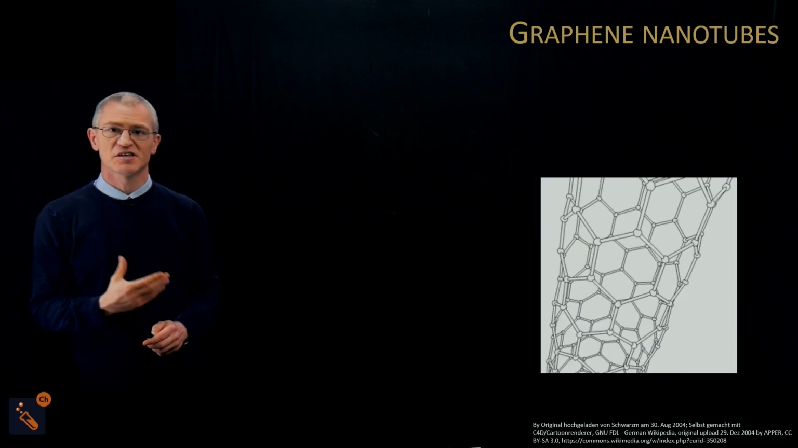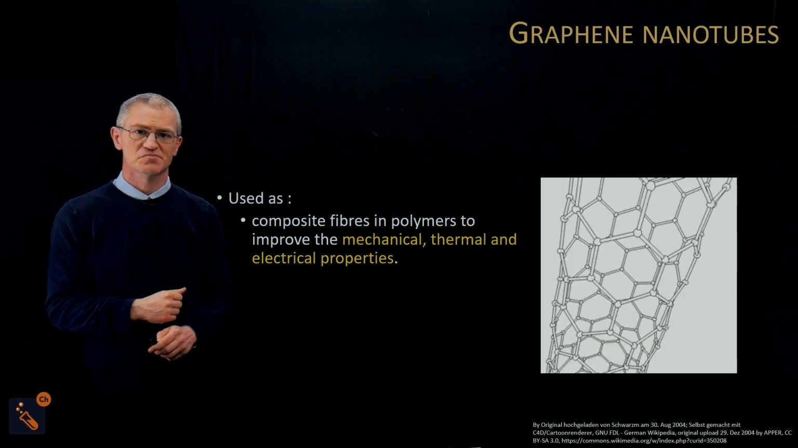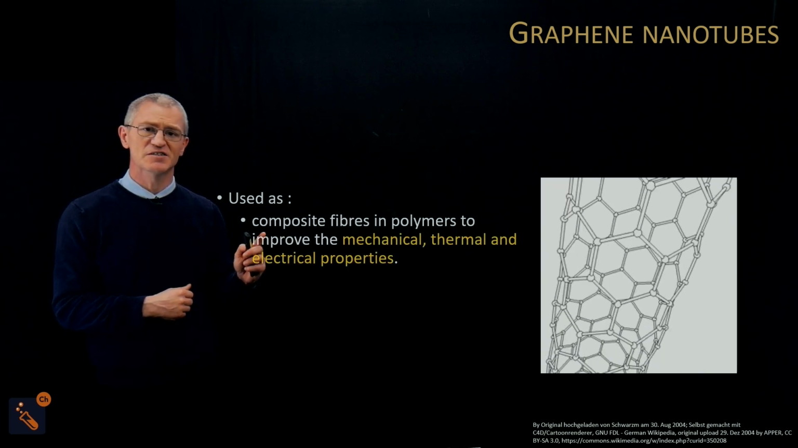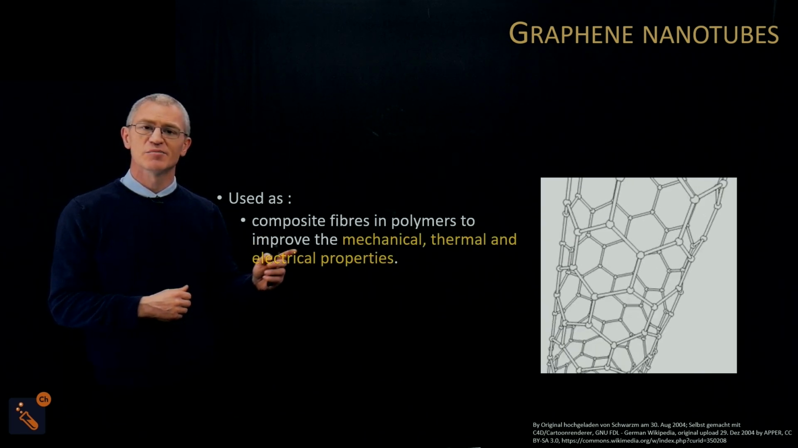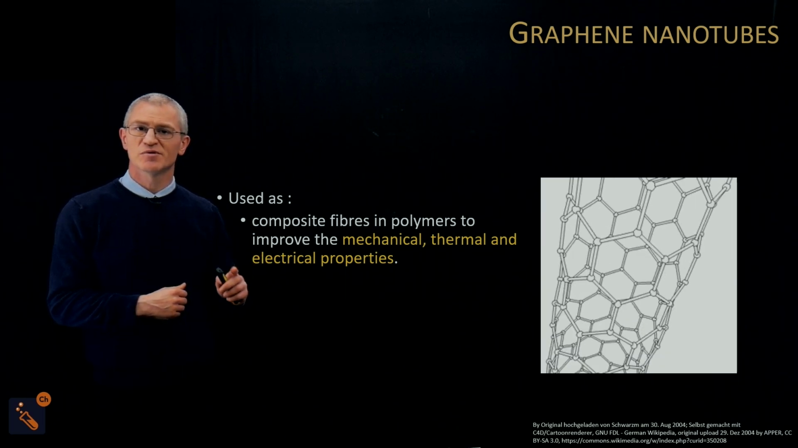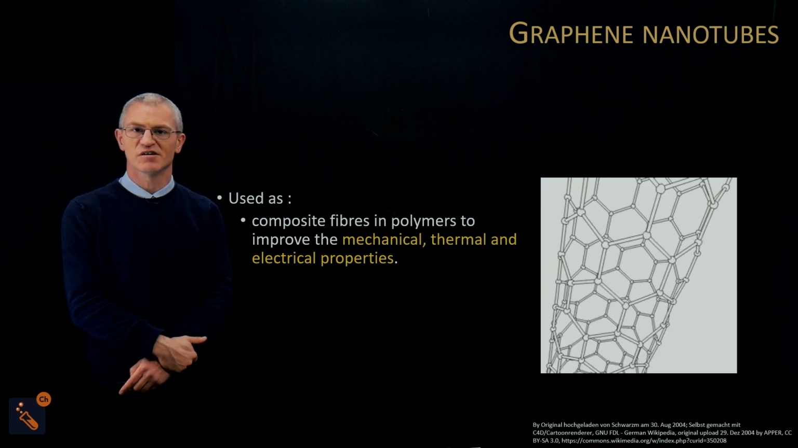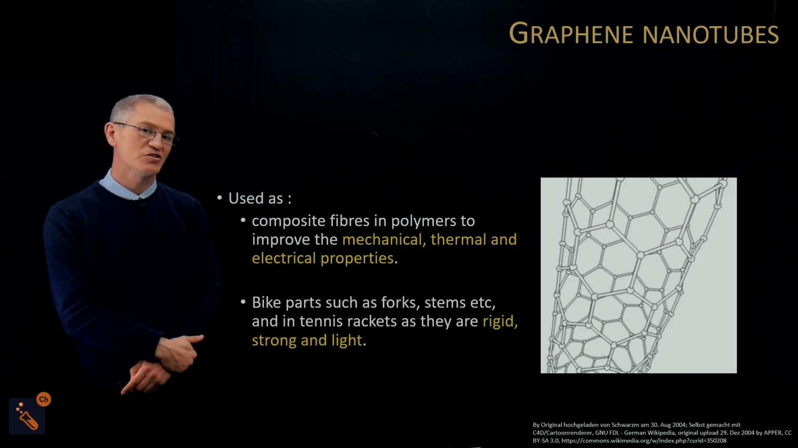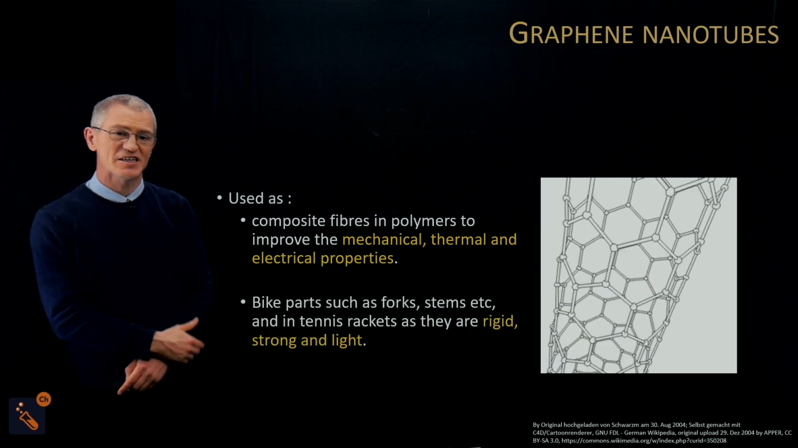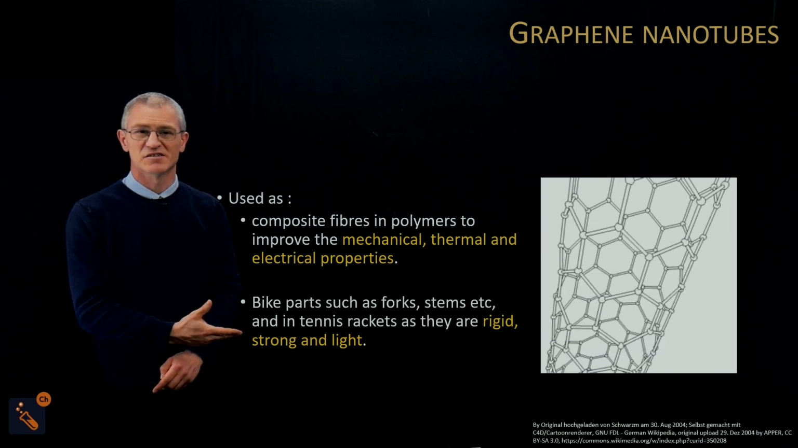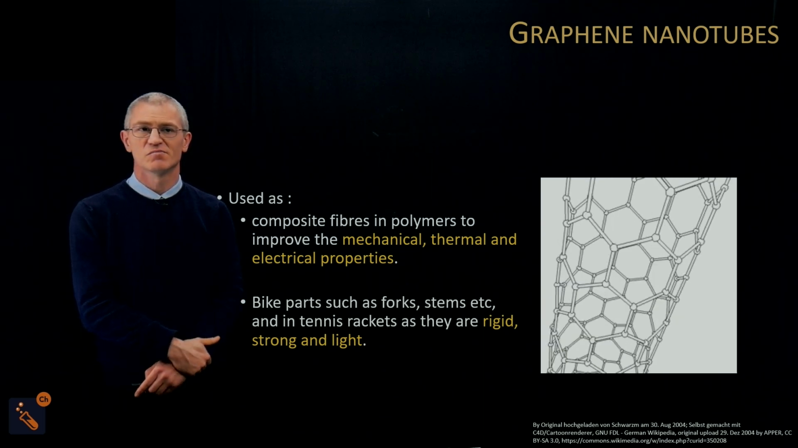We just summarize that and give a couple of uses. Okay, it can be used as fibers in polymers. Improves the mechanical because it's strong, the thermal and electrical because it can conduct electricity through those delocalized electrons. It can be used in bike parts, and that's because it's rigid, strong and light because of these strong covalent bonds.